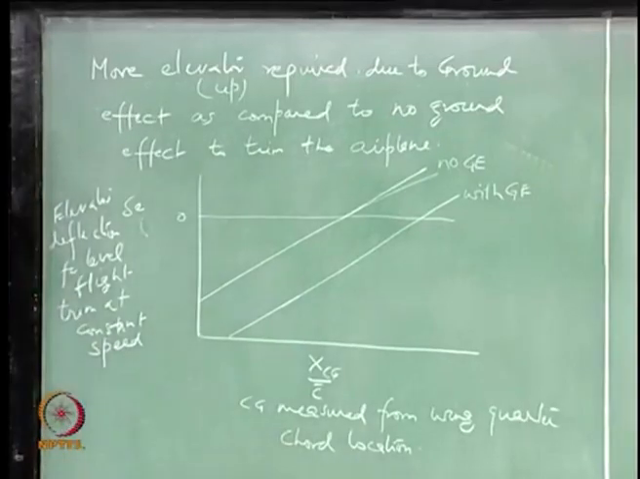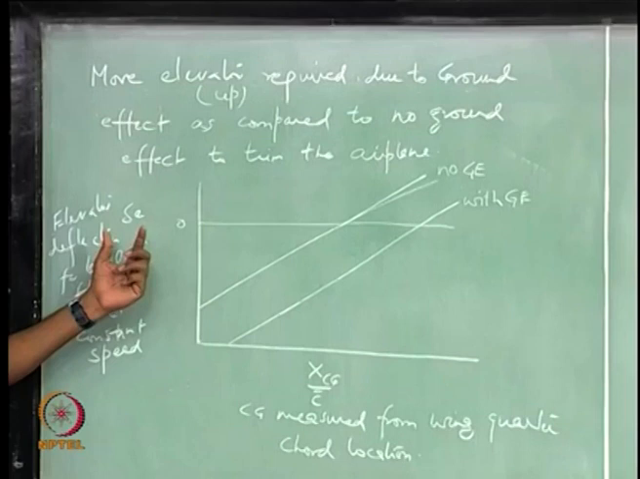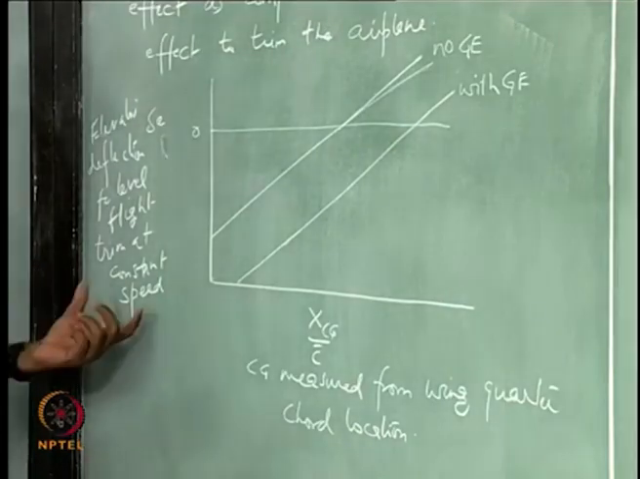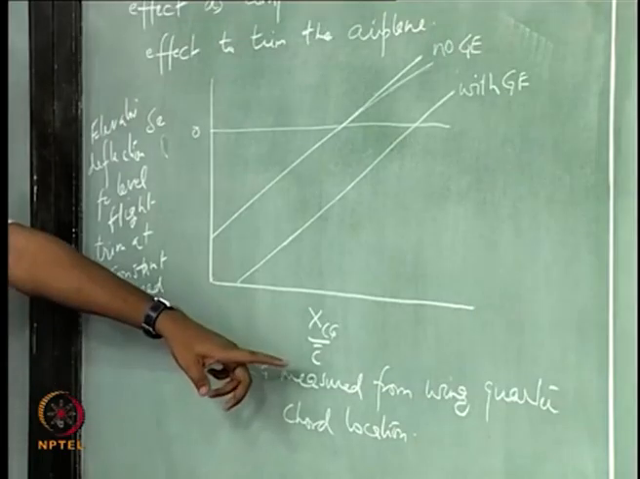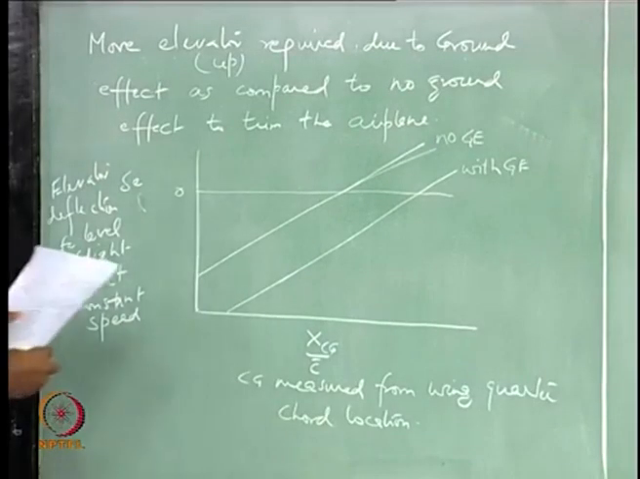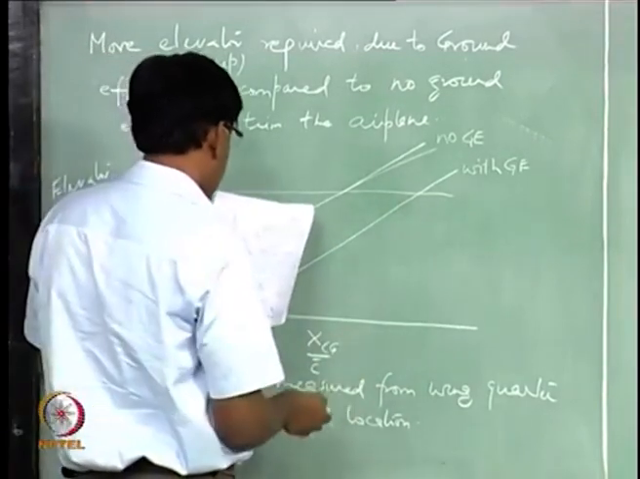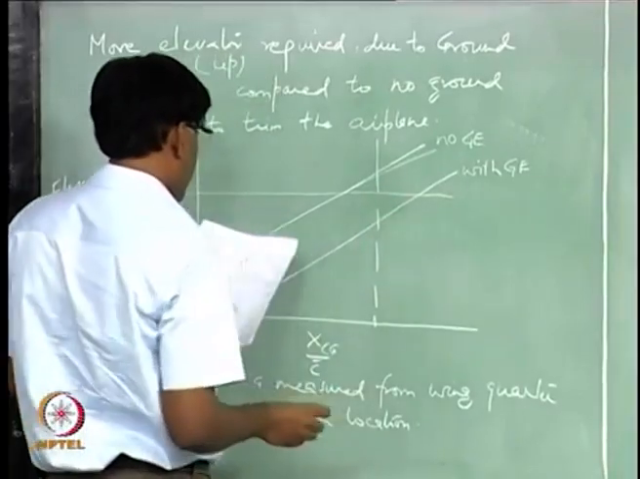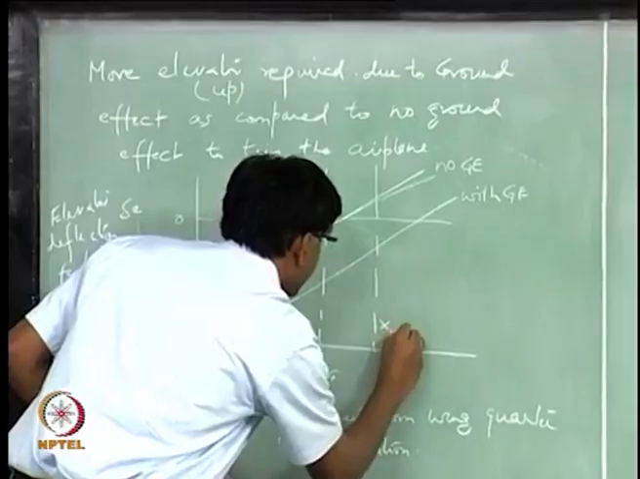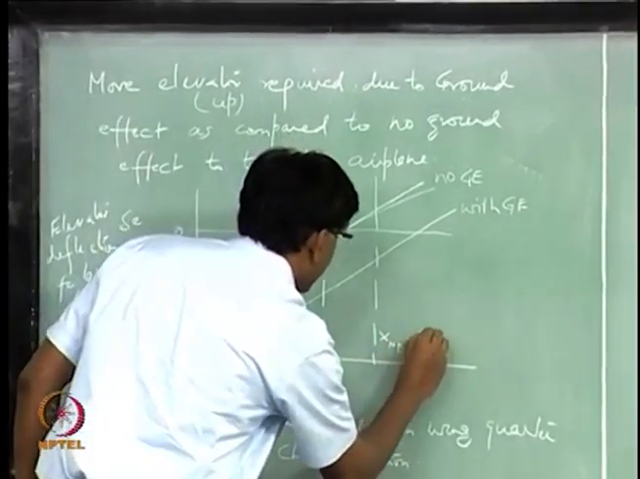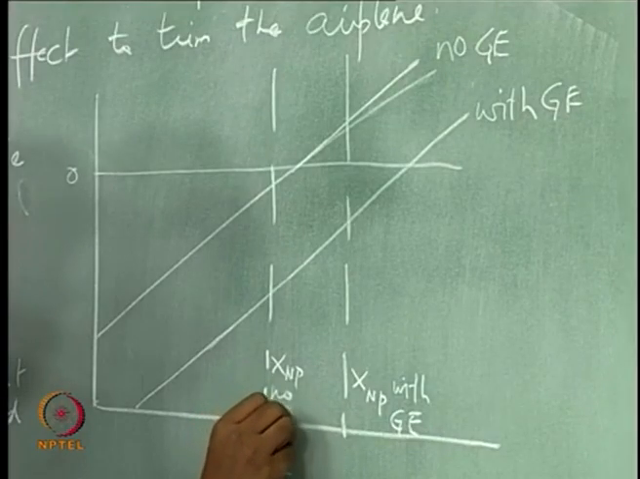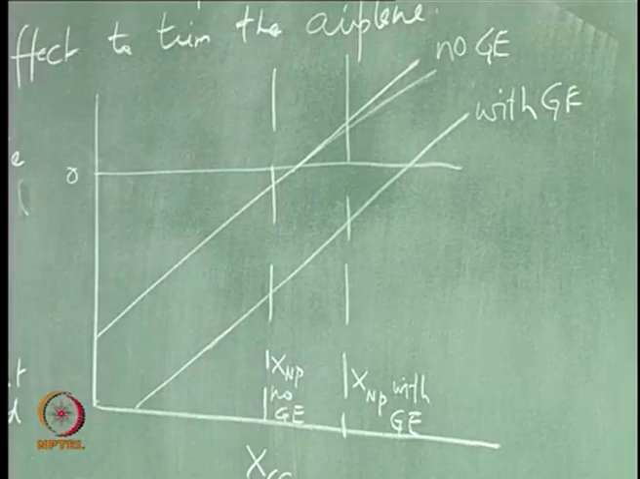Okay. So this plot is the plot of elevator deflection required to trim the airplane in level flying condition, okay, at constant speed, right, with respect to the CG location.